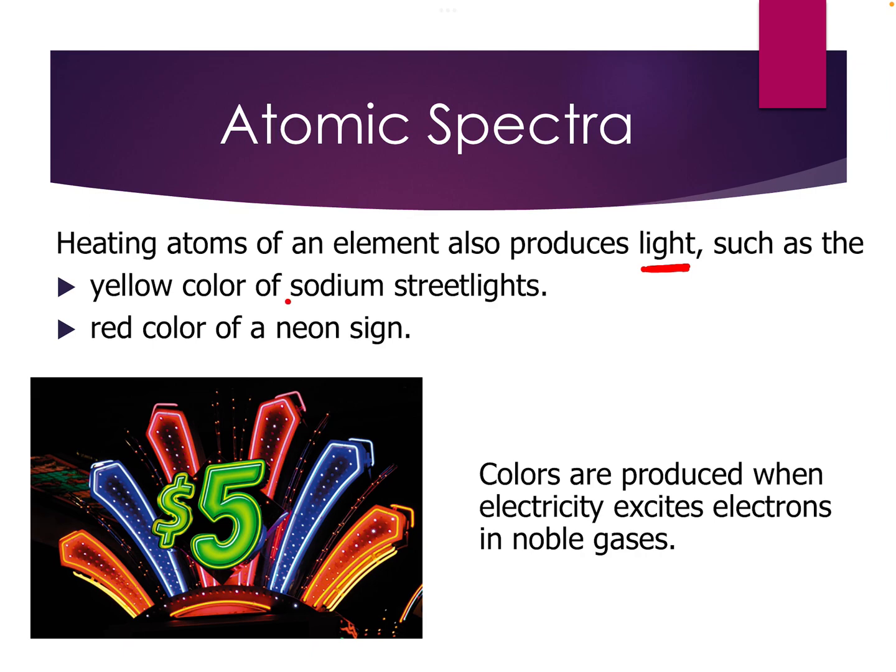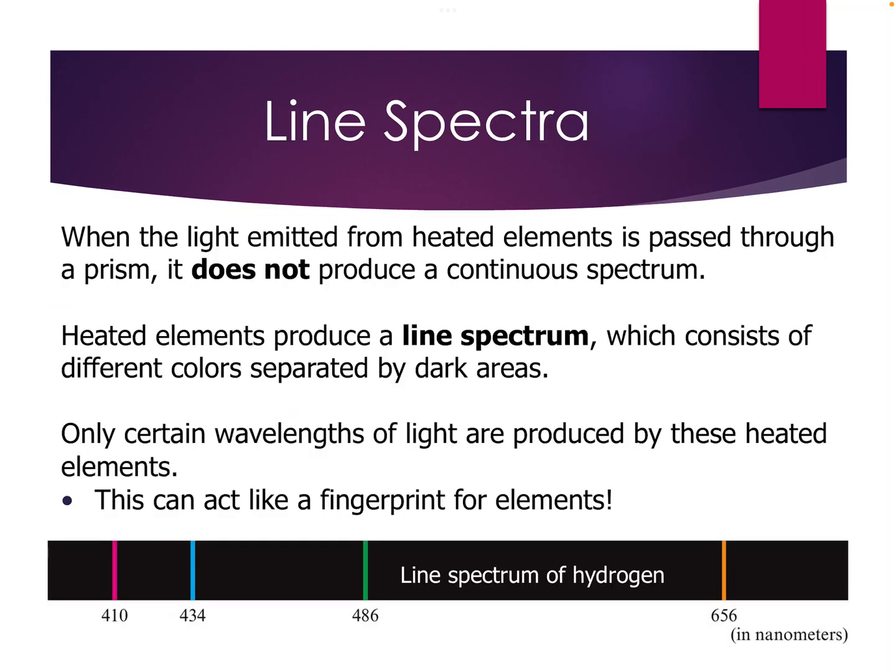So like sodium streetlights make a yellow color. Or if you have a neon sign, that makes a red color. So it's not white, but they're giving off very, very specific colors. And these colors are being produced when electricity or energy is exciting those electrons. Okay, and so we're going to talk more about how we excite electrons and how that lets us know things about the atom, which is cool.